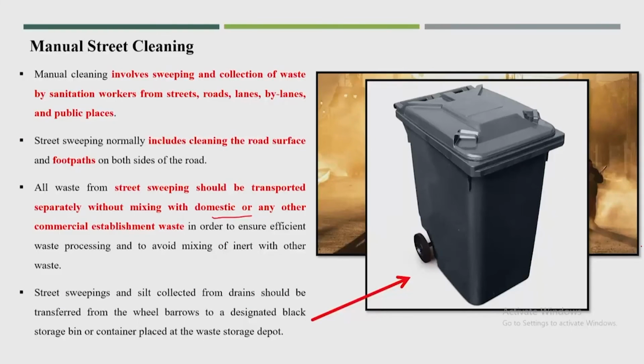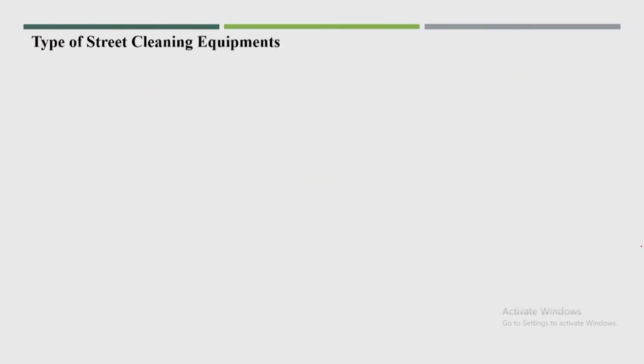This is another, the black dustbin, which you will see in a number of cities. Such dustbins are designated black storage bins or containers placed in the waste storage depot, so that the staff can dispose of this kind of waste into such locations.